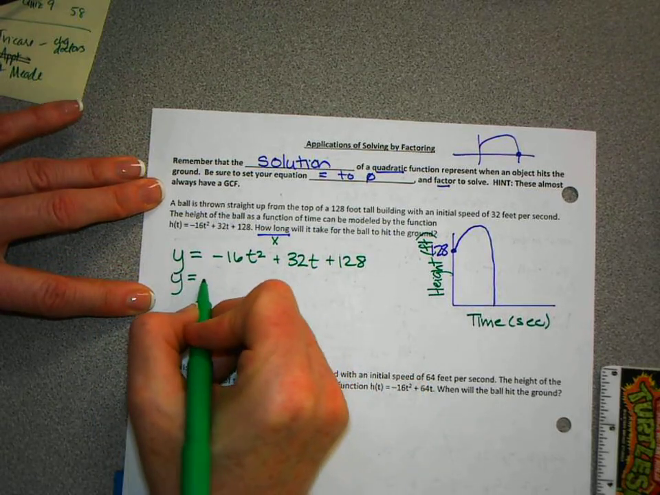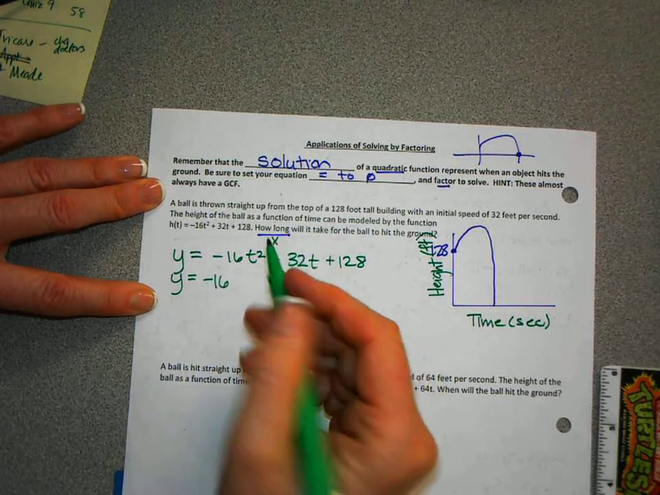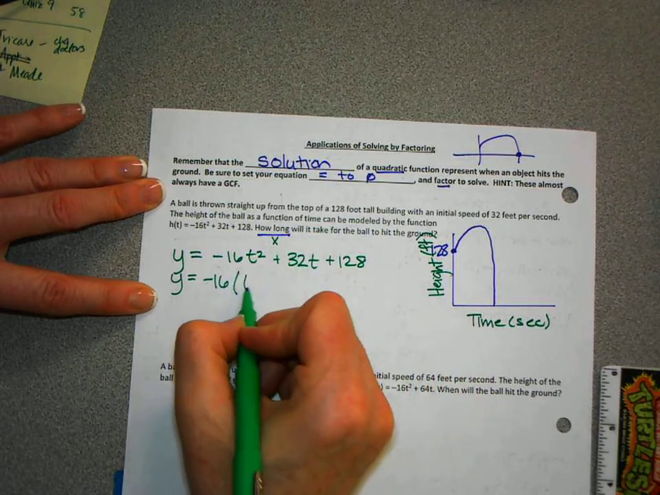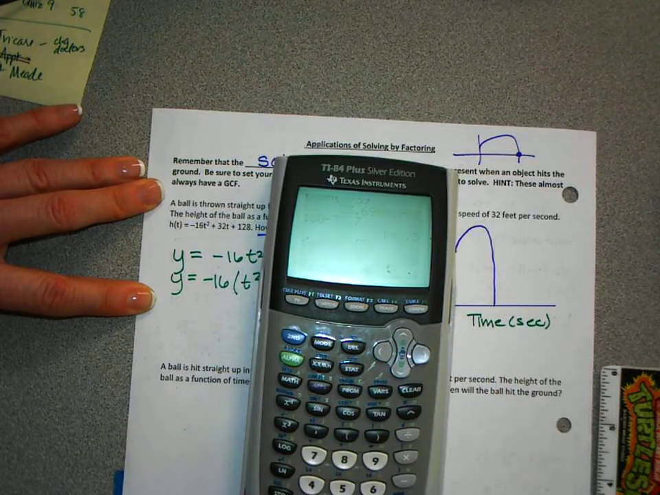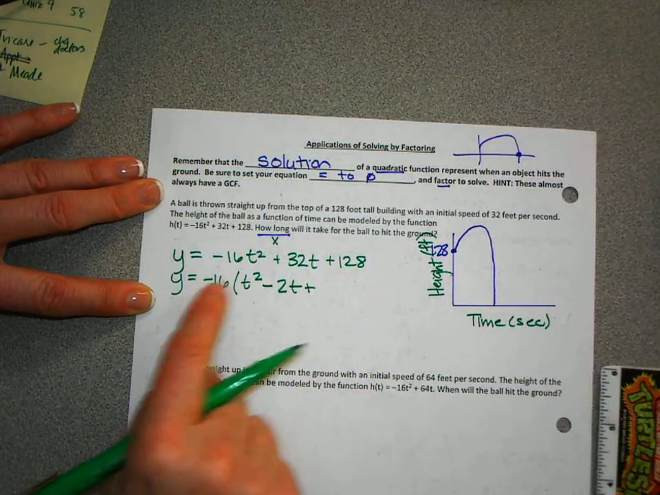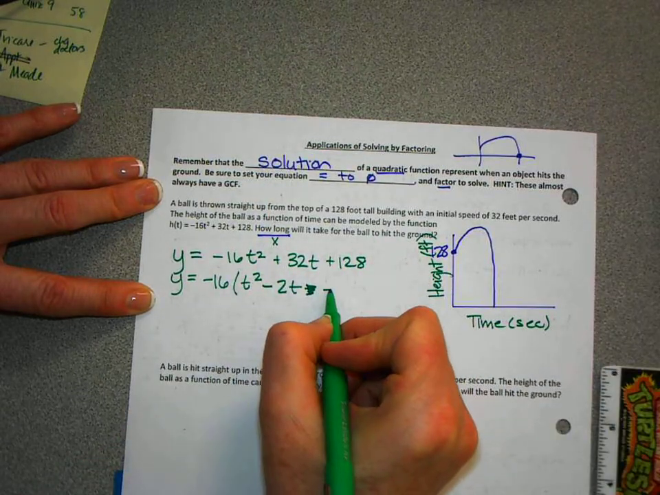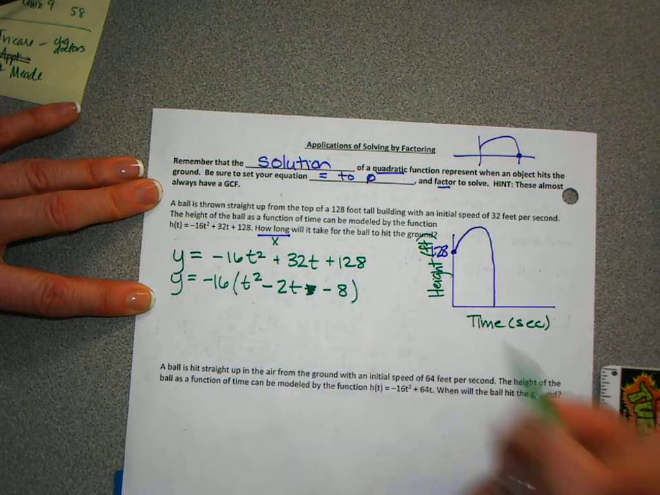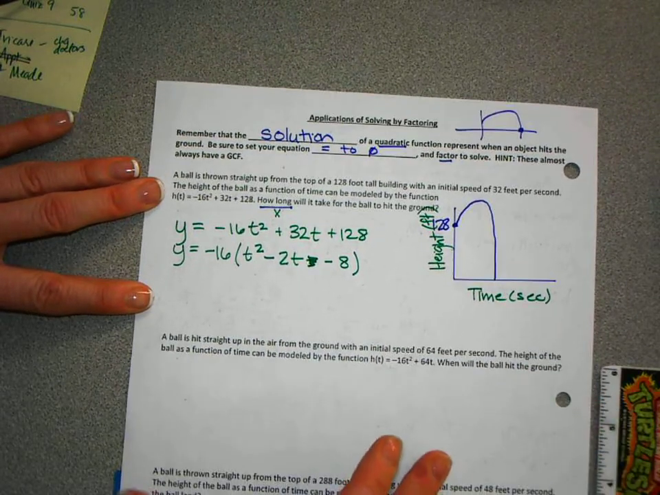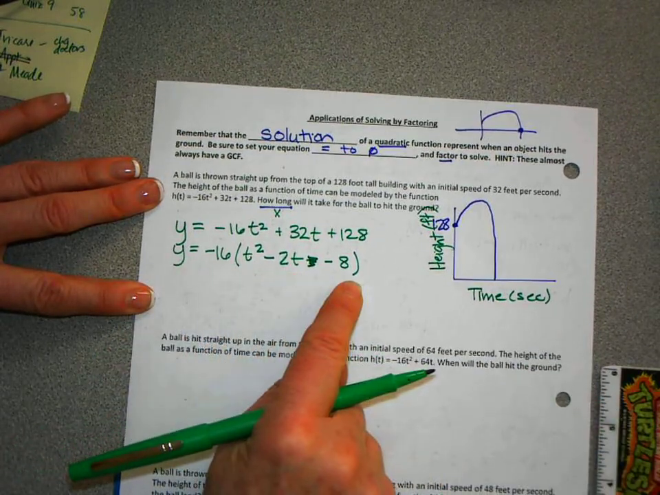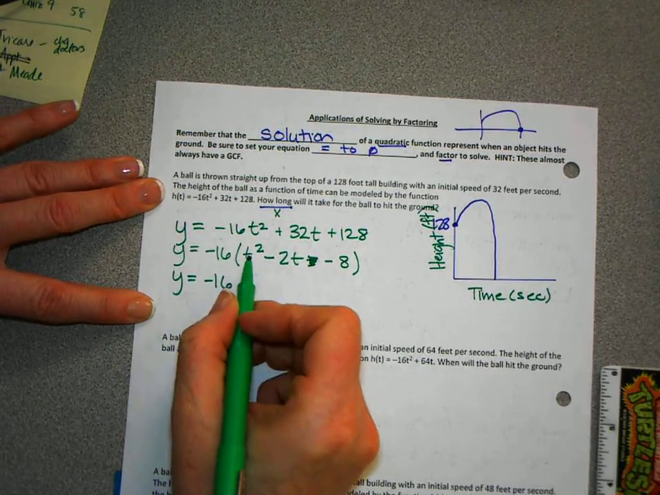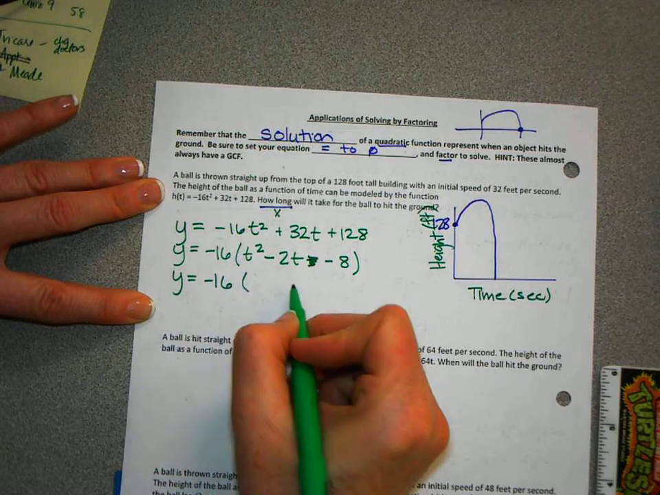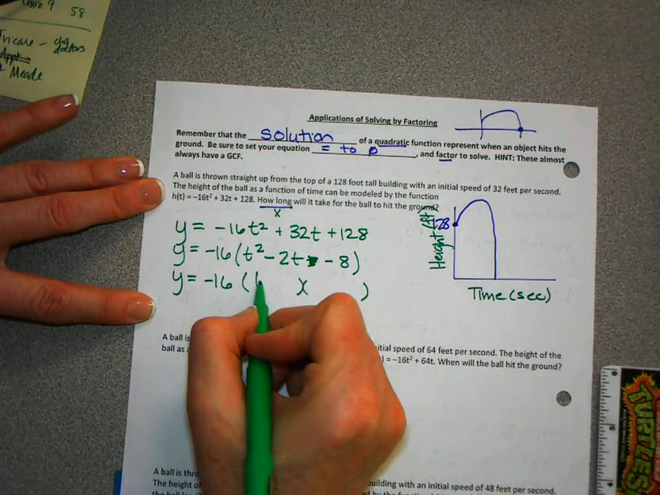y equals -16. And then what do we have left? t squared, then 32 divided by -16 is -2t. 128 divided by -16 is -8. Okay? So this equation, I'm going to factor it. I've taken out the -16. It's simple factoring. Here a is 1, so it's going to factor with a t.